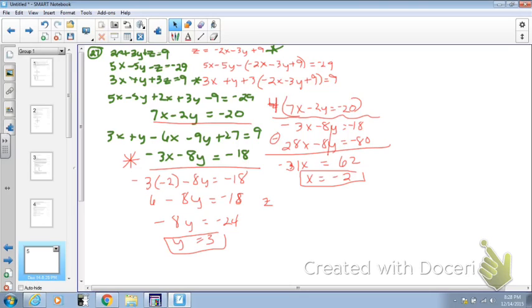Z equals negative 2 times x, which is negative 2, minus 3 times y, which is 3, plus 9. So z is 4. This is my ordered triple of negative 2, 3, and 4. So see, it's quite a long process to do substitution.